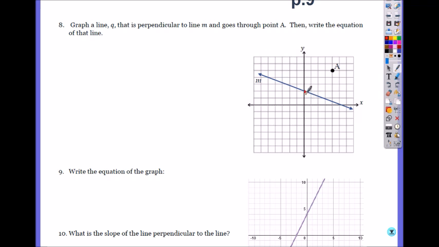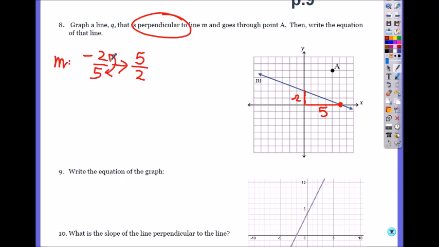It's down 2 over 1, 2, 3, 4, 5. It's negative 2 over 5. So if it's perpendicular, negative 2 over 5, the slope now becomes positive and 5 over 2. Opposite and reciprocal, meaning switch top and bottom. And it has to go through A. So what would you do?